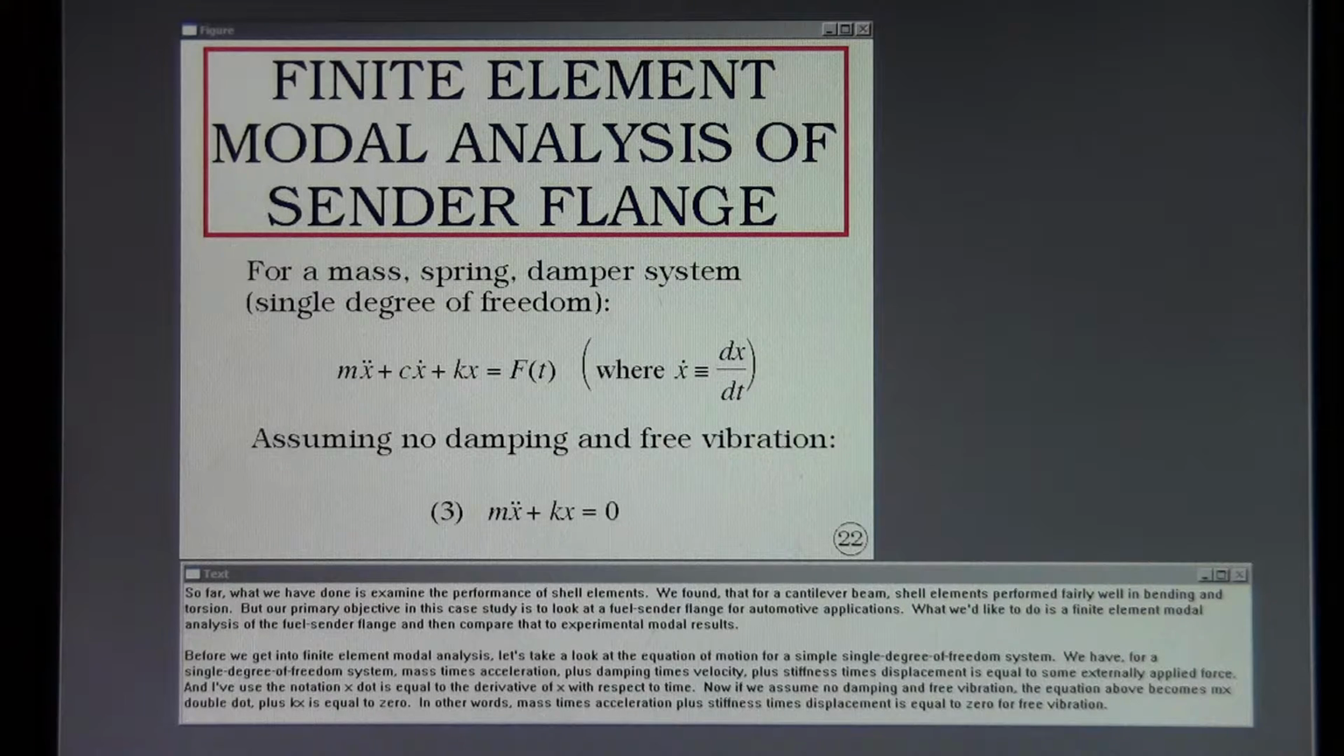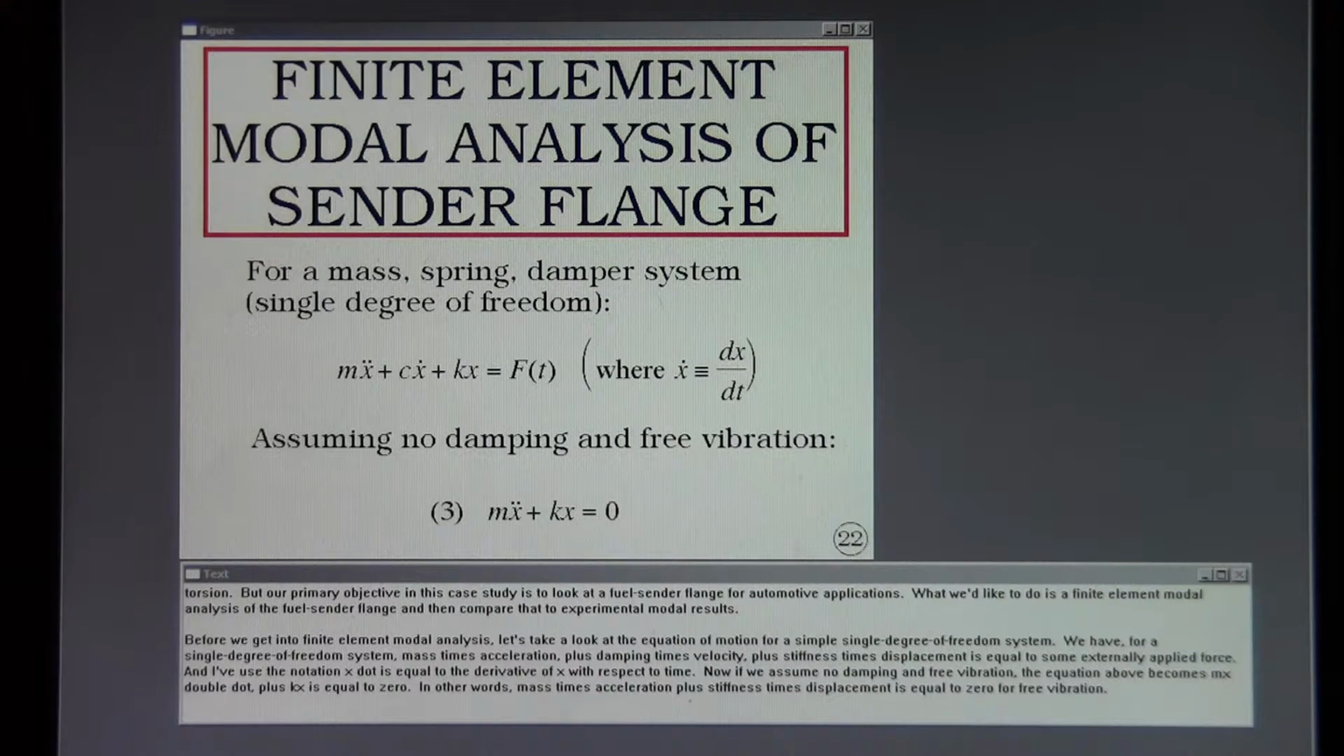to experimental modal results. Before we get into finite element modal analysis, let's take a look at the equation of motion for a simple single degree of freedom system. We have, for a single degree of freedom system, mass times acceleration plus damping times velocity plus stiffness times displacement is equal to some externally applied force. And I've used the notation x dot is equal to the derivative of x with respect to time.